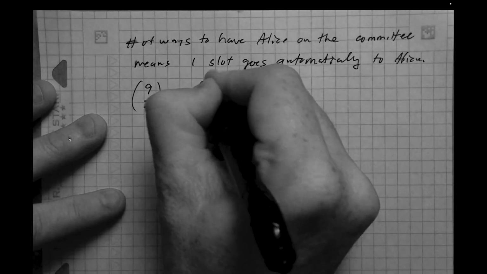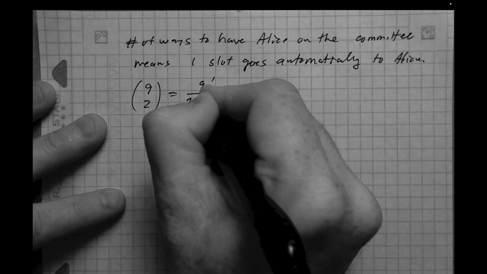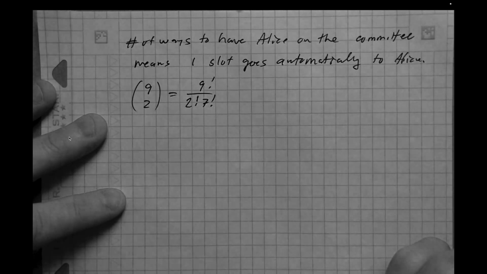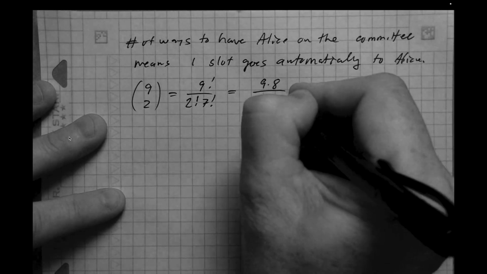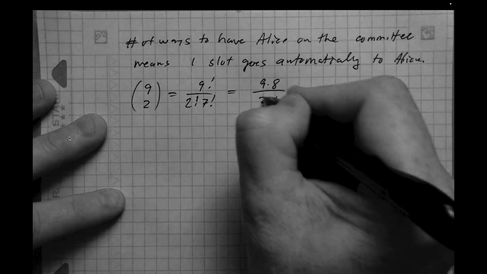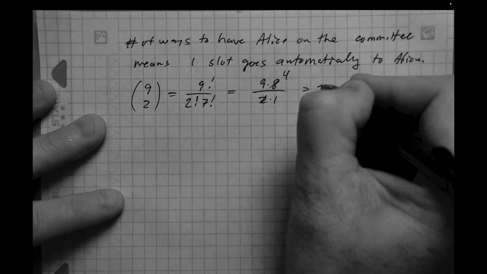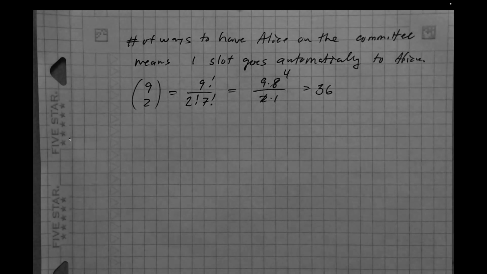And so we know that's 9 factorial over 2 factorial times 7 factorial. And so that means I've got 9 times 8 up top, and then 2 times 1 on the bottom. And so the 2 cancels, and this is 36. So there's 36 possible 9 choose 2 committees, because really Alice is already on the committee, so there's no reason to even think you're selecting 3 from 10. One's already selected. You're really selecting 2 from 9.